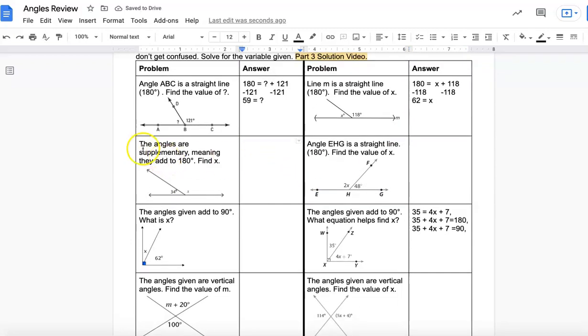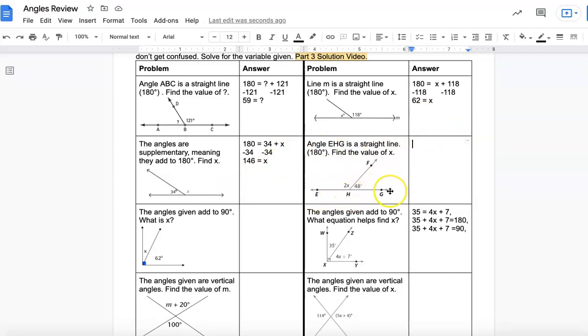The next two problems say that the angles are supplementary, which is the same thing as them being a straight line, right? They add up to 180 degrees. So again, we're going to create our equation. 180 equals 34 plus the missing angle X. Subtract 34 from both sides. 180 minus 34 is equal to 146, and that equals X. At any point today, if you want to use a calculator to solve these quickly, that's okay.